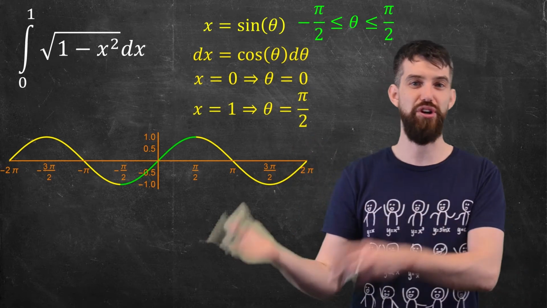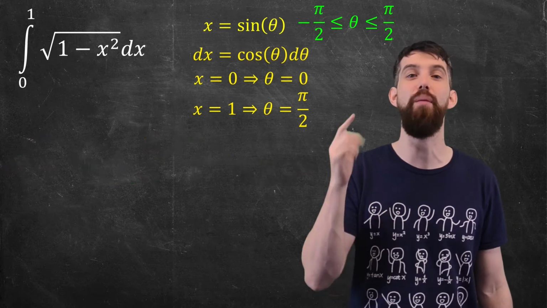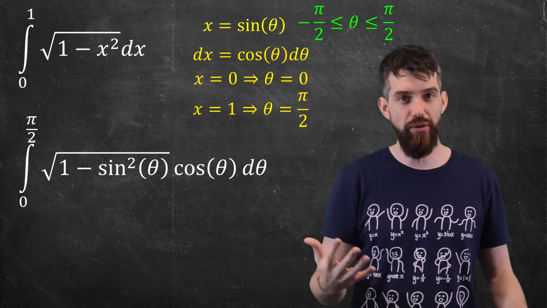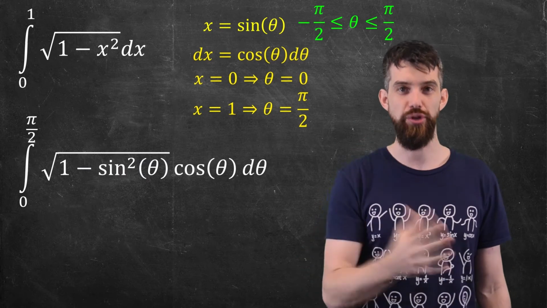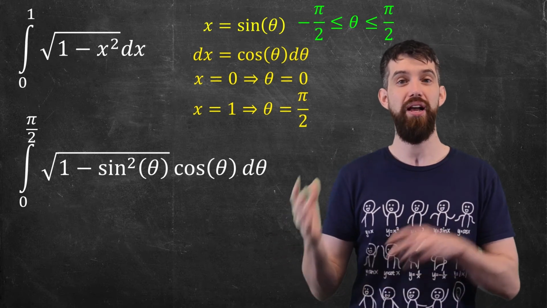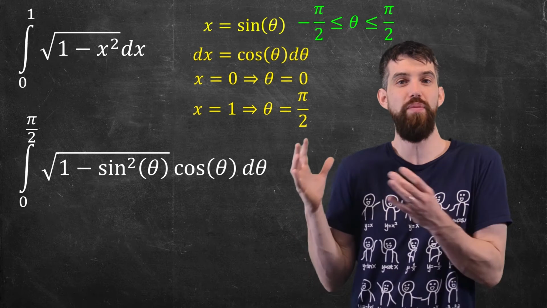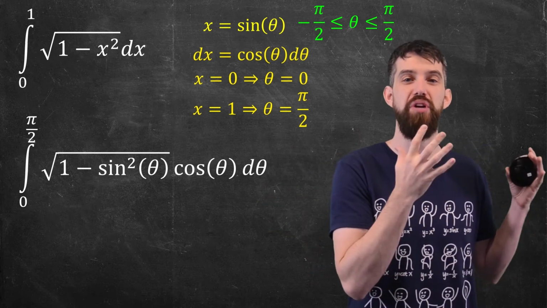So now that I've done all this technical stuff, I can plug everything in. I've got my x, I've got my dx, and I've got my limits of integration. I plug those in, and what do I get? The integral from 0 up to pi over 2 of the square root of 1 minus sine squared theta times cosine of theta d theta. Now, we've transformed this integral into one with a lot of trigonometric terms in it.